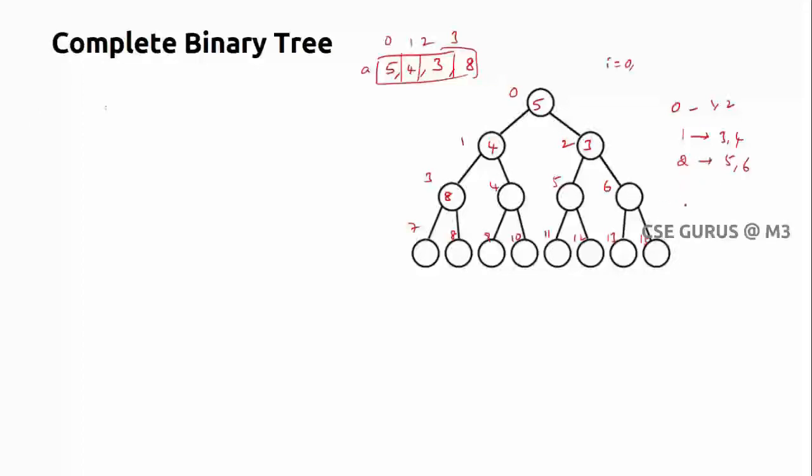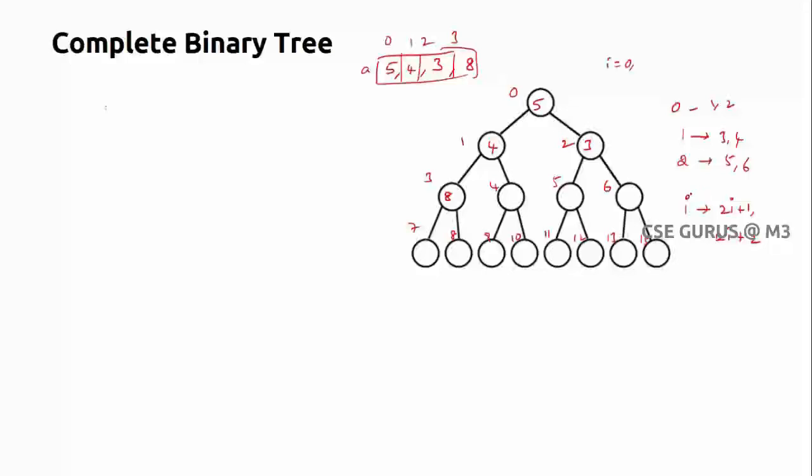Can I say, for a parent i, the children are 2i plus 1 and 2i plus 2? For 0, you can say 2 into 0 plus 1, which is 1, and 2 into 0 plus 2, which is 2. For 1, you can say 2 into 1 plus 1, which is 3, and 2 into 1 plus 2. So like this you can get the children, the representation.